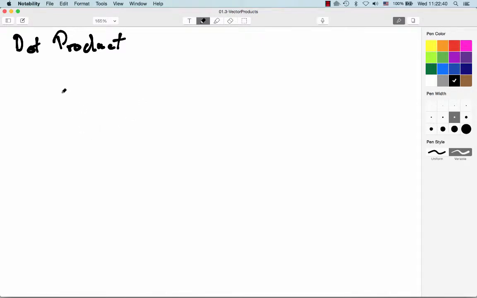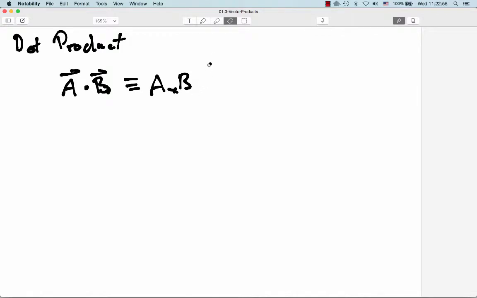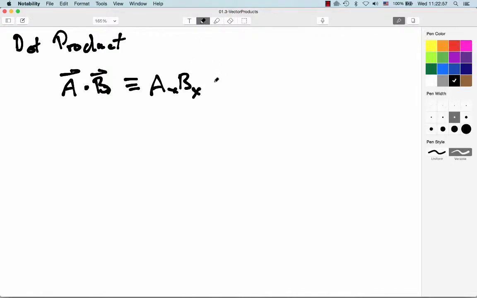Now the dot product is defined, so you write A, nice little raised dot, B, and you read this as A dot B. It's defined to be the product of the x components of the vectors plus the y components of the vectors plus the z components of the vectors. And there are several identities that we can get from this.